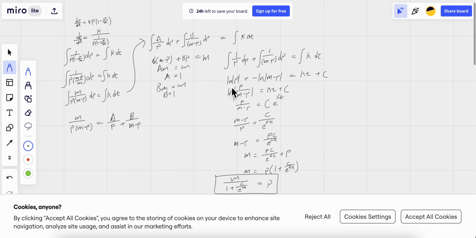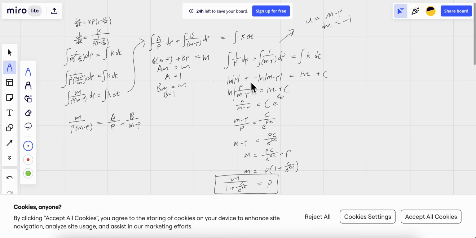And of course, the integral of 1 over P is just ln of the absolute value of P. And here, though, we're going to be careful. Although here we have a plus sign, the solution to this is actually a negative ln of (M minus P). The reason for that is, if you let u be M minus P, then your du will be negative 1. So to accommodate for this minus 1, you will have to have an extra minus 1 outside. So that will make this a negative ln of (M minus P). And that is equal to kt plus C, because k is a constant and we are integrating with respect to t. So this becomes kt plus your constant C.